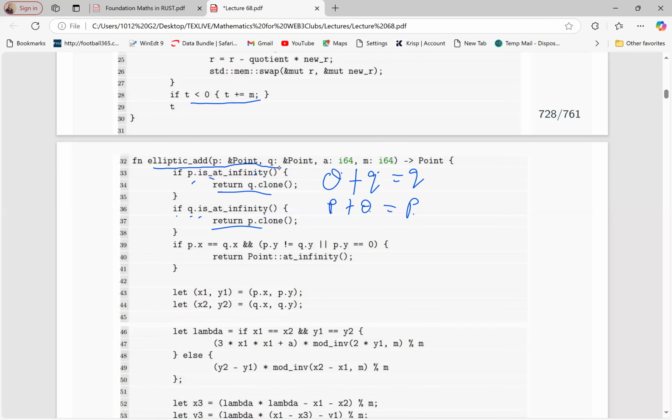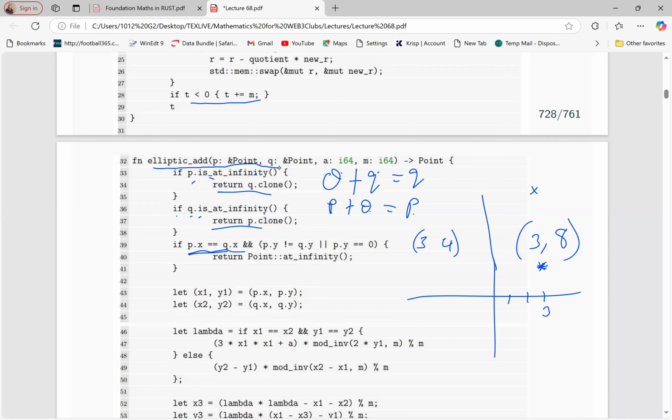Now, if none of them is infinity, but they are on the same vertical line, the X values are the same. Let me say 3, 4, and 3, 8. These are 2 different points, but they're on the same vertical line. So if they're on the same vertical line, then their sum is the point at infinity.